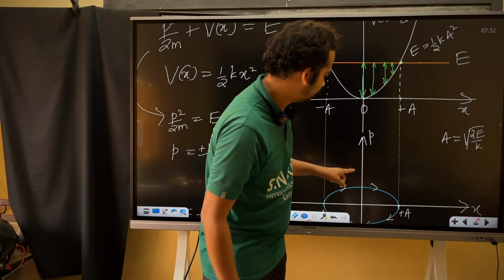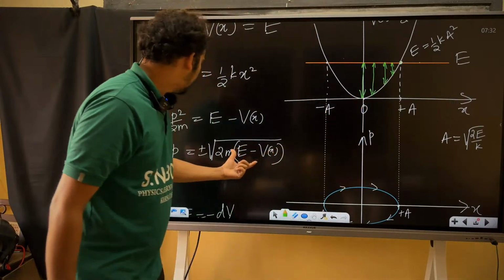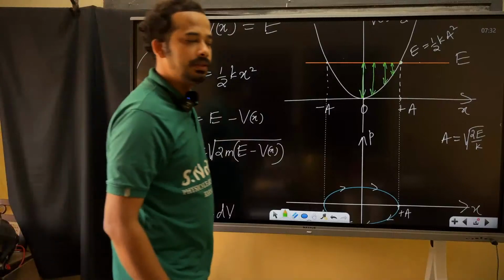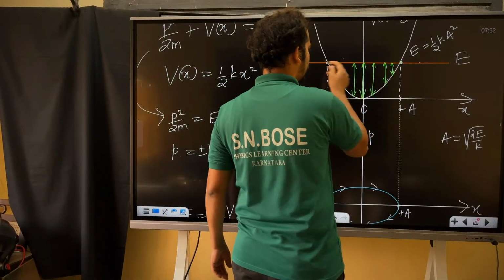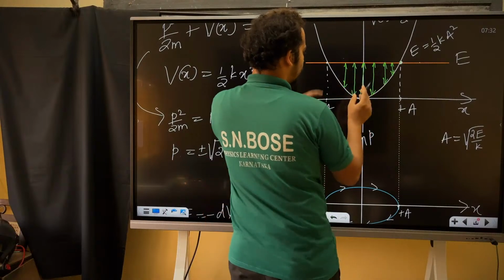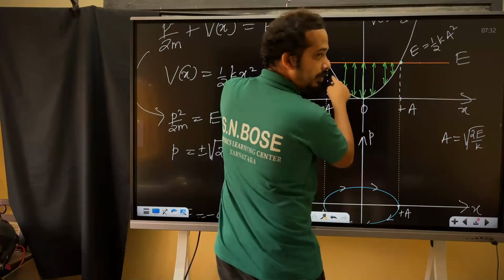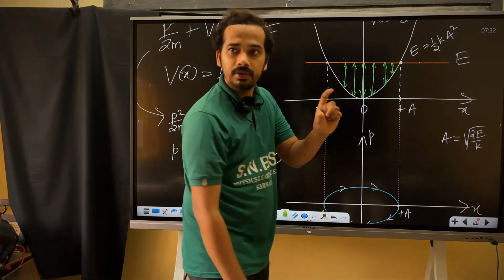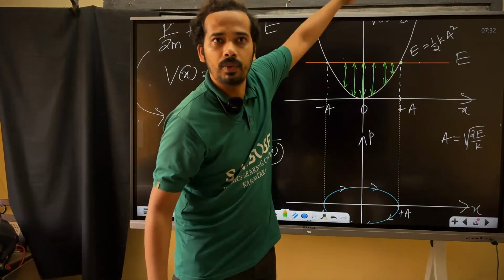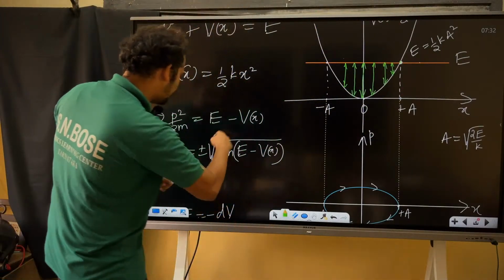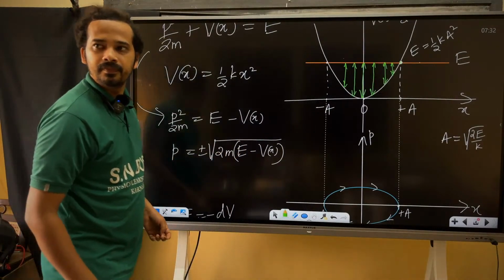At this mean position, E minus V of x is highest, momentum is highest. Again, when it moves towards the next extreme position, this extreme position, E minus V of x. Are you getting the point? This is E, this is V of x. That arrow is the amount of E minus V of x. This is an energy diagram, right? The y-axis is energy. That square root is deciding p, isn't it?